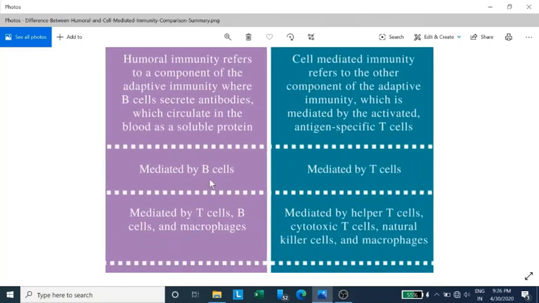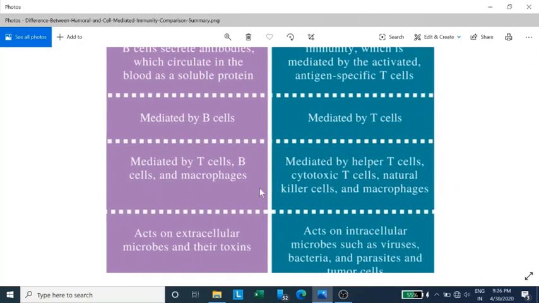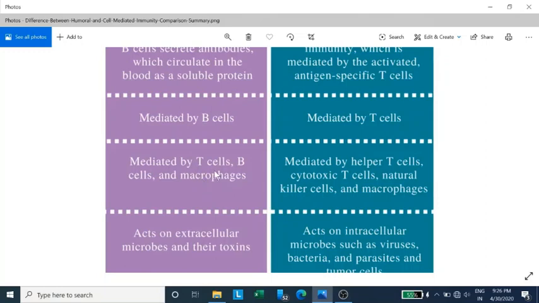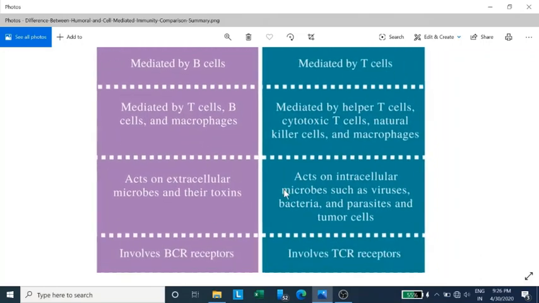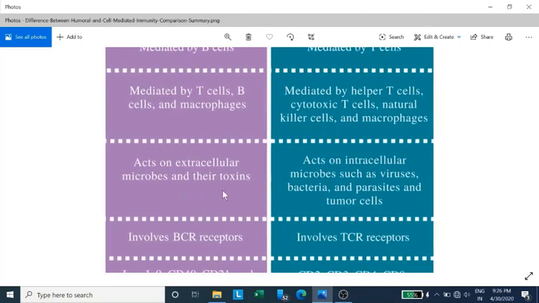So humoral immunity is mediated by B cells, whereas cell mediated immunity is represented by T cells. Another difference: humoral immunity is mediated by T cells, B cells, and macrophages. In cell mediated immunity, you find the involvement of helper T cells, cytotoxic T cells, natural killer cells, and macrophages. And this is the most important difference. This is a major difference.